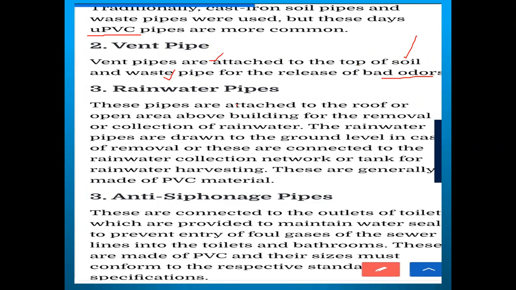Okay? Next, third one, rainwater pipes. So the next pipe is the rainwater pipe. These pipes are attached to the roof or open area above the building. So it depends upon your design of the building, how you have constructed it.